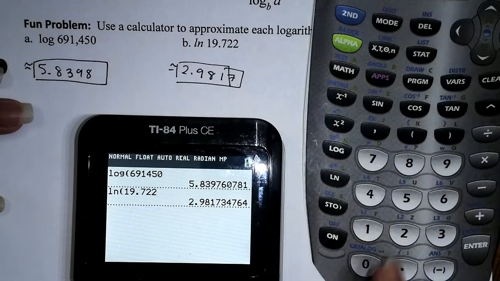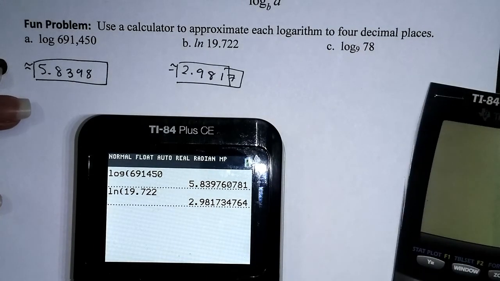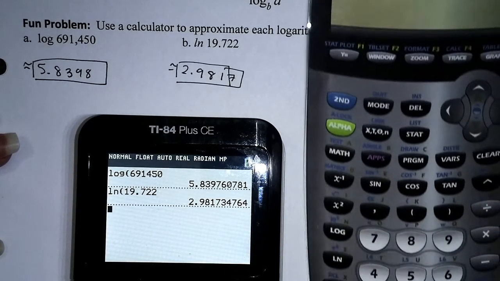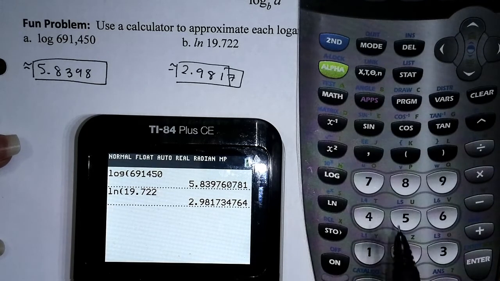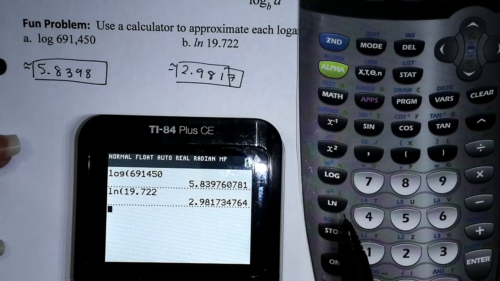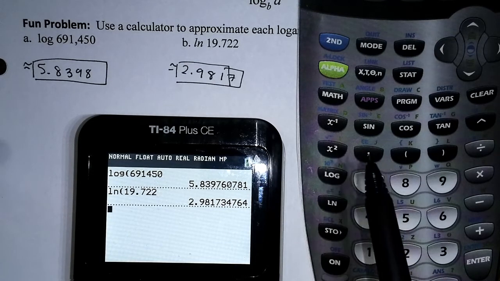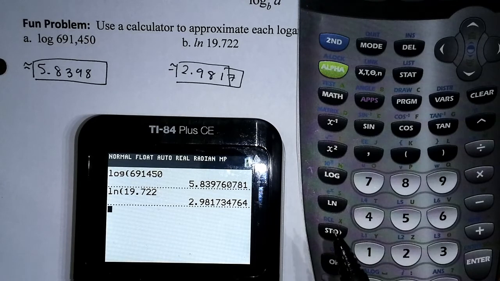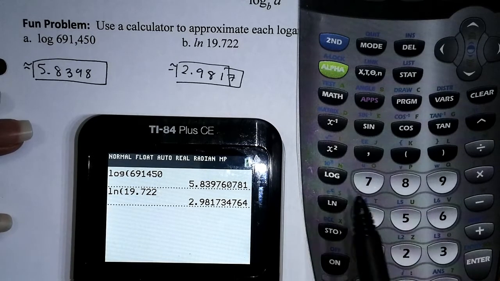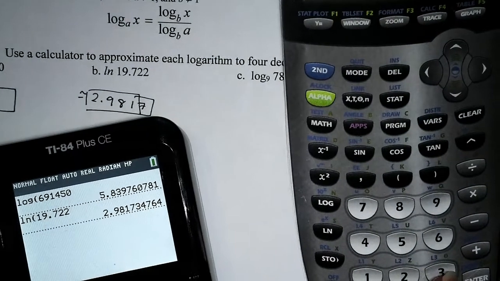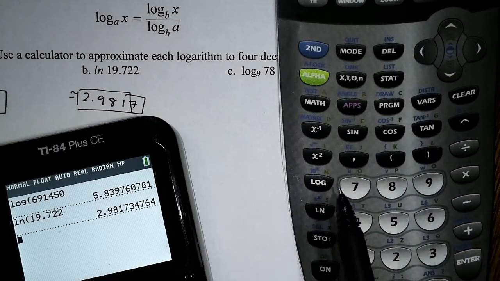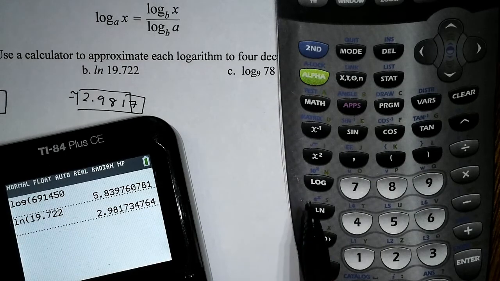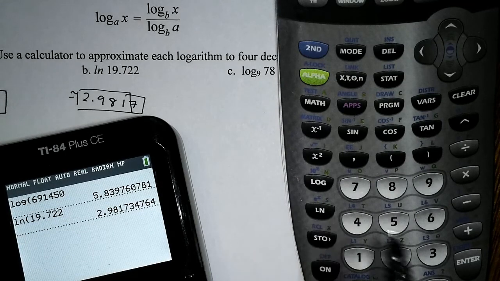Okay, so for the grand finale, we have logarithm base 9 of 78, and this problem makes me pretty nervous because when I look at my calculators, the only bases that I have for logarithms are base 10 and base e. I had a student tell me that the calculator can evaluate logarithms with different bases other than 10 and e, but I would have to look for it, and that's going to slow me down. So I need to change this base 9 to what my calculator has on here, so base 10 or base e.